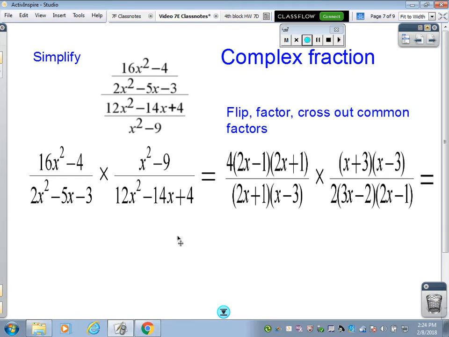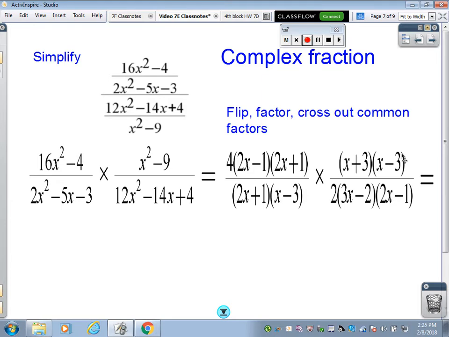So here's what I did in my next step. I pulled out the 4, which left me with 4x squared minus 1, which is the difference of squares. This is the difference of squares. I factored 2x squared minus 5x minus 3 to (2x plus 1)(x minus 3). And then this had a GCF of 2, so I factored out the 2, and then I factored what was left.